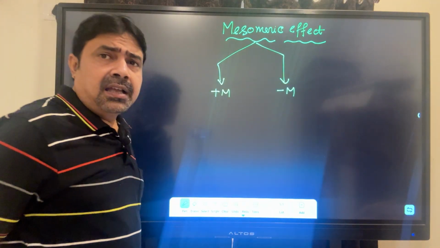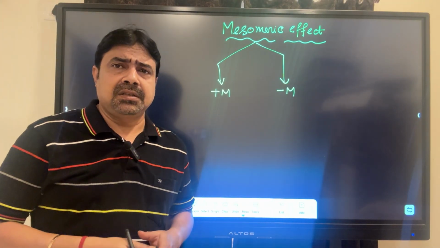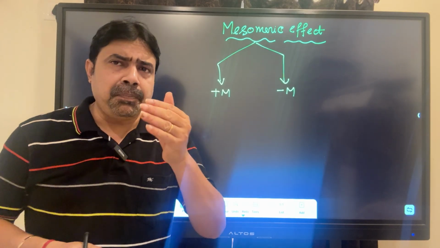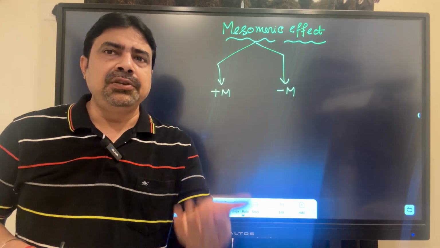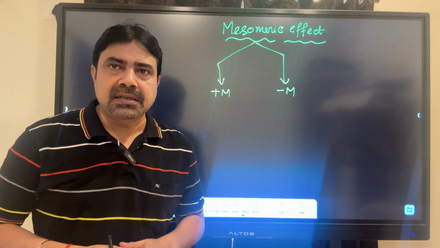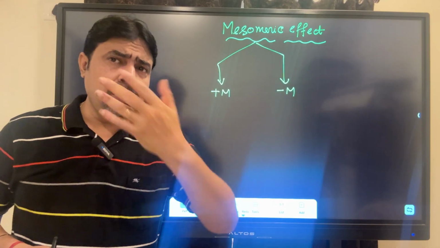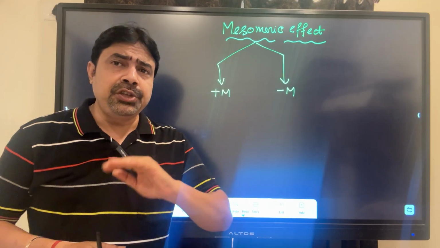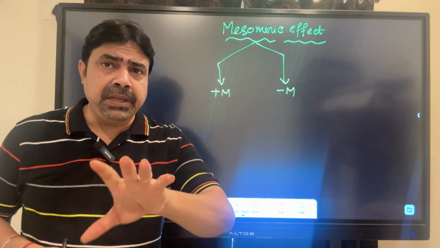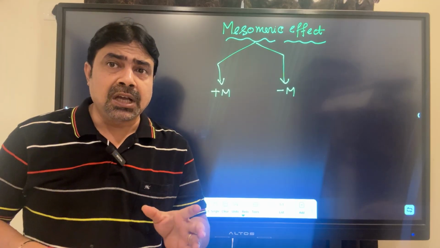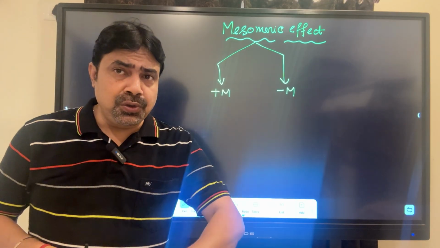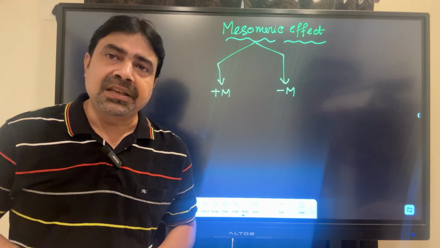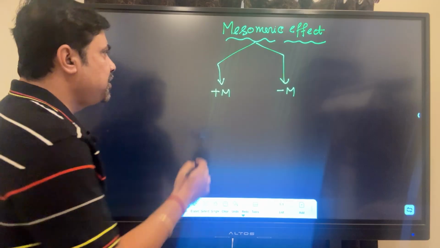You can understand this concept very easily. Suppose a bank is giving a loan to you. From the bank's perspective, the bank will be plus, and you are taking the loan, so you will be minus. That's why here also, who is giving will always be plus, and who is taking will always be minus. So the group which gives electrons to the main structure of a molecule shows the plus M effect, and the group which withdraws electrons from the main structure towards itself shows the minus M effect.